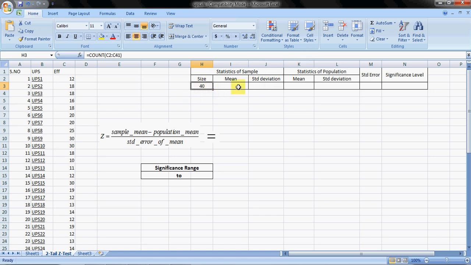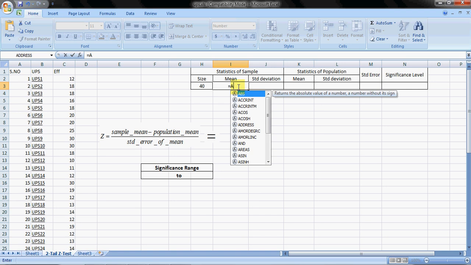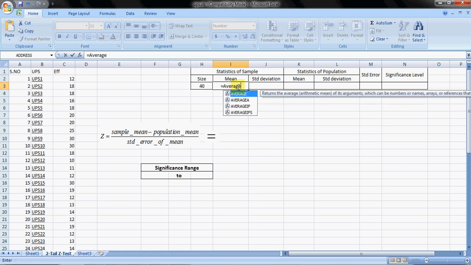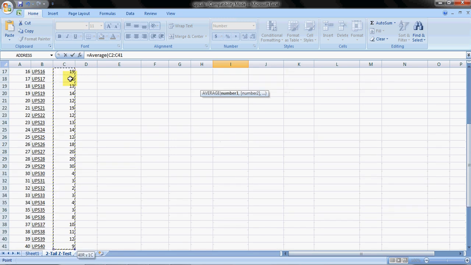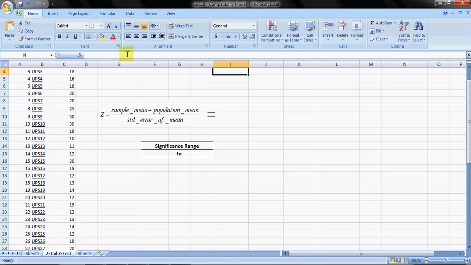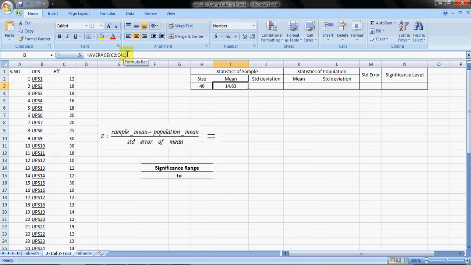Now let us compute the mean. The mean actually is the average of the collected data. So how to go about this? The formula is AVERAGE, bracket open, again the range of the numbers, that is this, again Shift, Control and down arrow key, C2 to C41, and close the bracket. Here is the mean of the sample data we have collected.